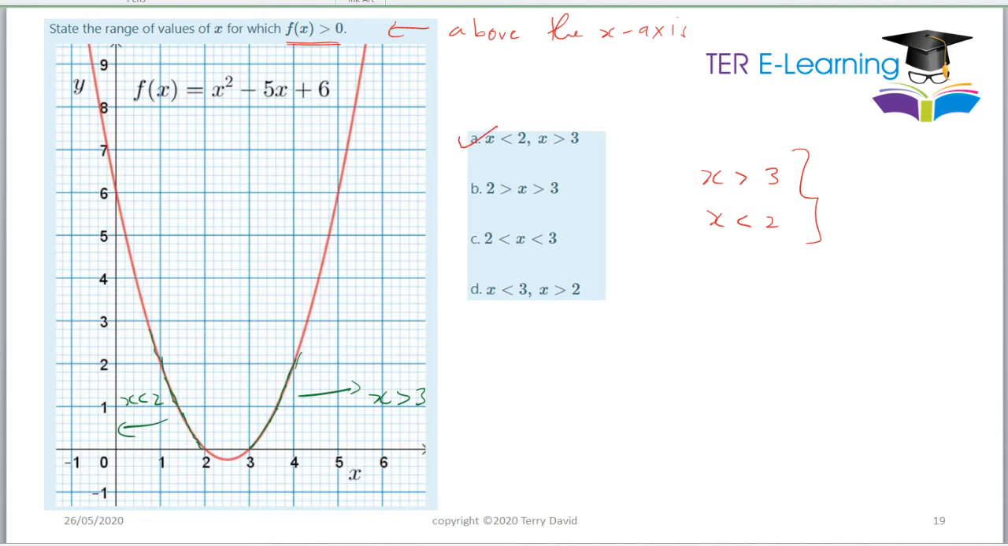Everybody getting B? So yes, no. Yeah, so the answer is not B, right? What you do when it's greater than, we have to separate the inequalities. So you write it as two separate inequalities. One is x is greater than 3 and one is x is less than 2. So the answer is A and not B.